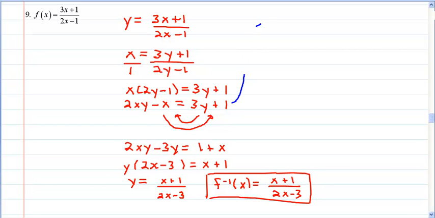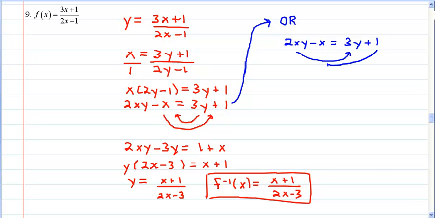Before I go on to number 10, I would just like to show you something different that could happen with this problem. When we're at the step 2xy minus x equals 3y plus 1, what I could have also done is, instead of bringing the 3y to the left and the negative x to the right, I could have brought the 2xy to the left, or to the right, and the 1 to the left. If I had done that, I would have negative x minus 1 equals 3y minus 2xy.